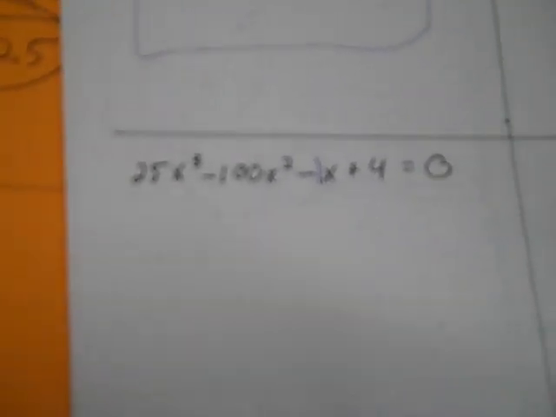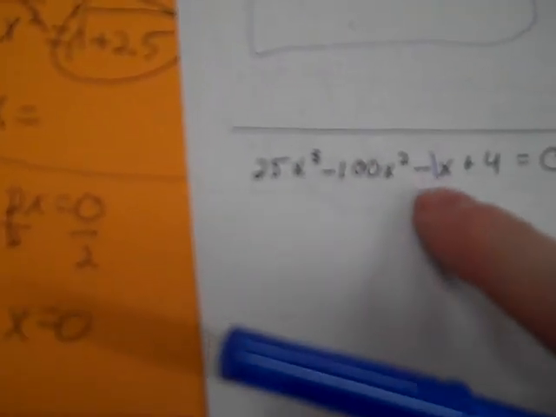Okay, then the final problem in this video. You have 25x to the third minus 100x second minus 1x plus 4. So there's 3 answers. Only 3. So we have x to the third, x to the second, and x. Obviously, we're going to have to factor. So we have those 3 and then a constant. Well, that makes 4 terms. So that makes the big grouping box.